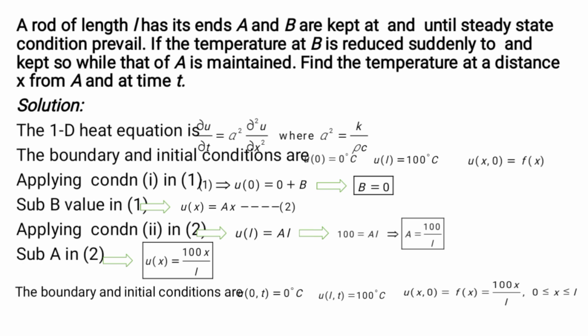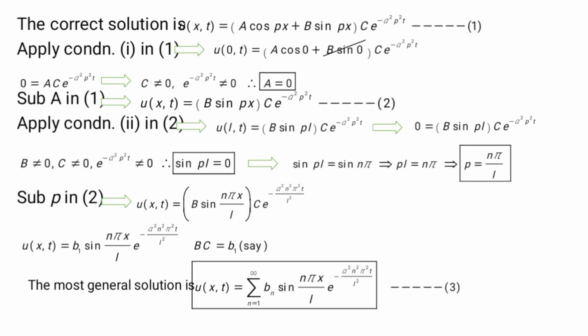So the boundary and initial conditions are u(0, t) = 0, u(L, t) = 100, and u(x, 0) = f(x) = 100x/L. So the correct solution is (A cos px + B sin px) C e^(-α²p²t).